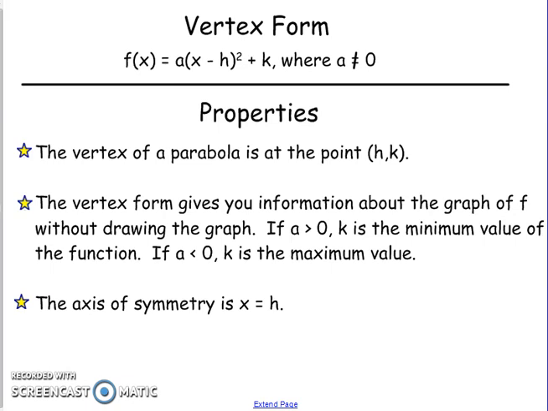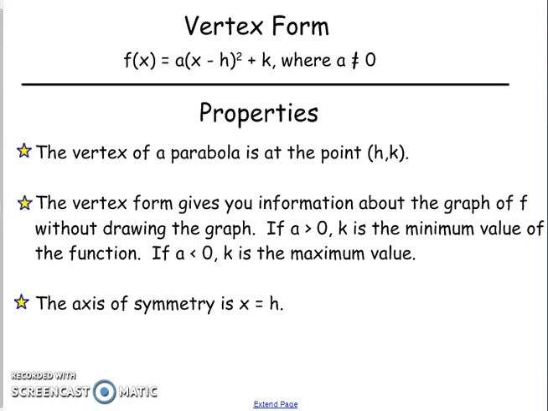So the vertex is h comma k. It's the opposite of what's inside the parentheses. Since it's a minus h, we always just take the opposite for the x value, and then the k value is our y, and that's exactly whatever it is. So if the sign is positive, it's positive; if it's negative, it's negative.